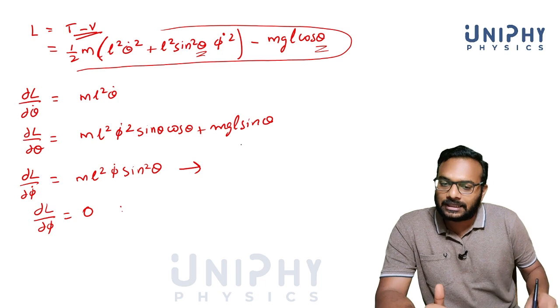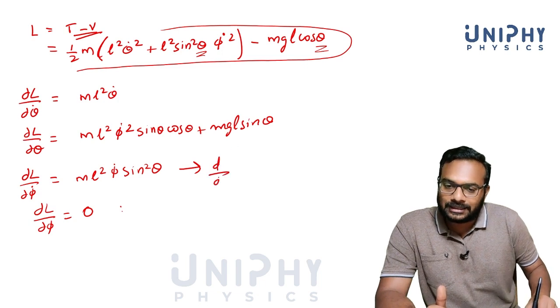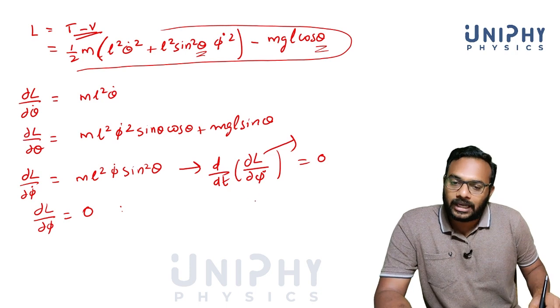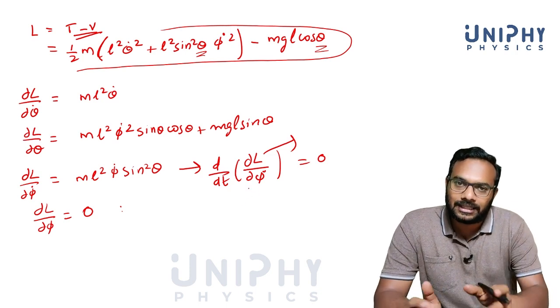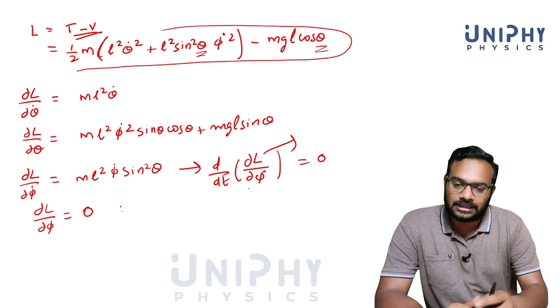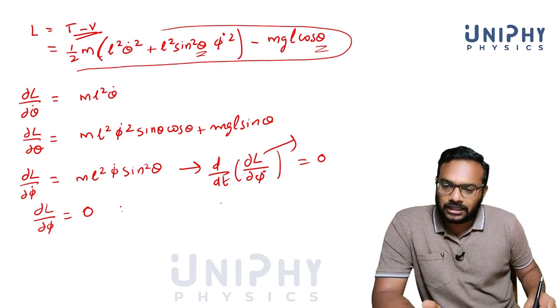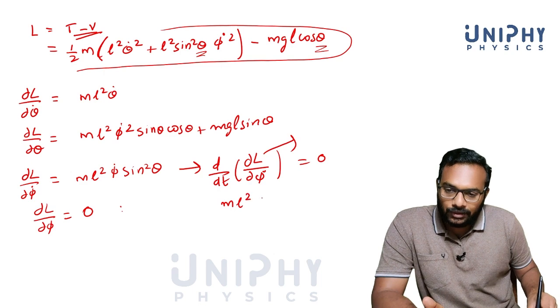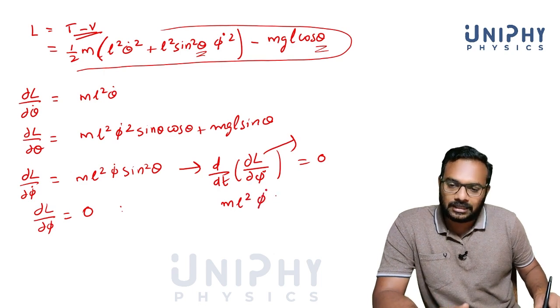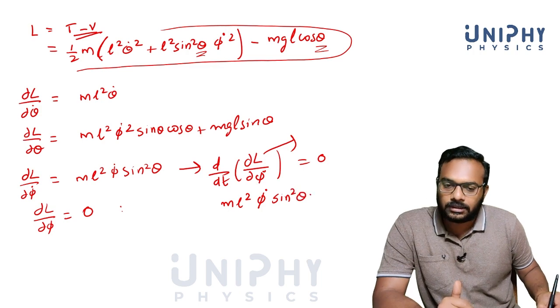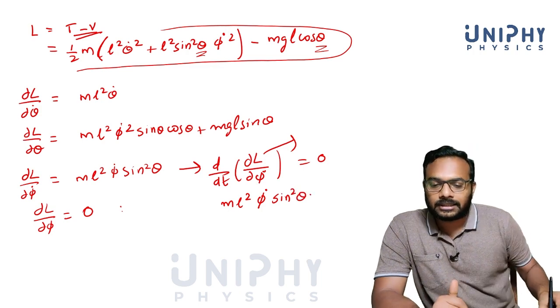The equation corresponding to this is d by dt of dou L by dou phi dot is equal to 0. So there is a conserved quantity, dou L by dou phi dot. When you say a quantity is conserved, it means that it does not change with time, so the time derivative is 0. So the conserved angular momentum we were asked to find is ml square phi dot sin square theta, or ml square sin square theta phi dot.